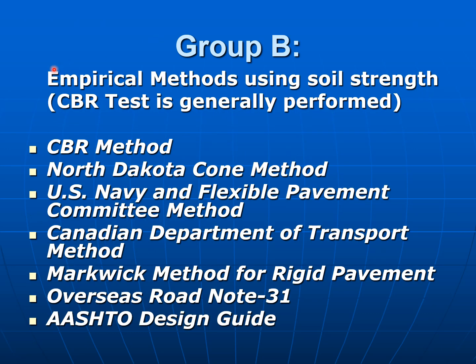Group B, empirical methods using soil strength. Here we involve the soil strength parameters, and the CBR, California Bearing Ratio test, is generally performed. Look at the different methods under this group: CBR method, North Dakota Cone method, US Navy and Flexible Pavement Committee method, Canadian Department of Transport method, Markwick method for rigid pavement, Overseas Road Note 31, and AASHTO Design Guide.